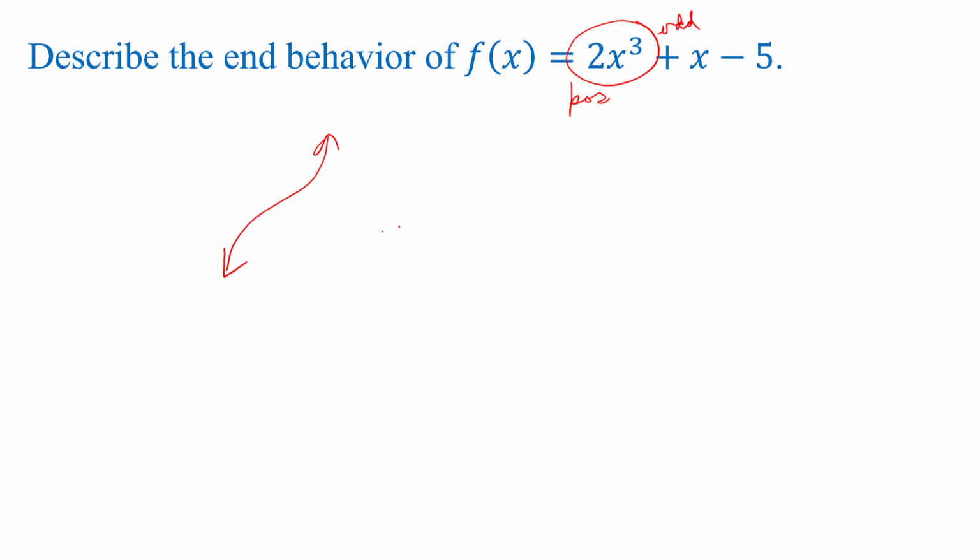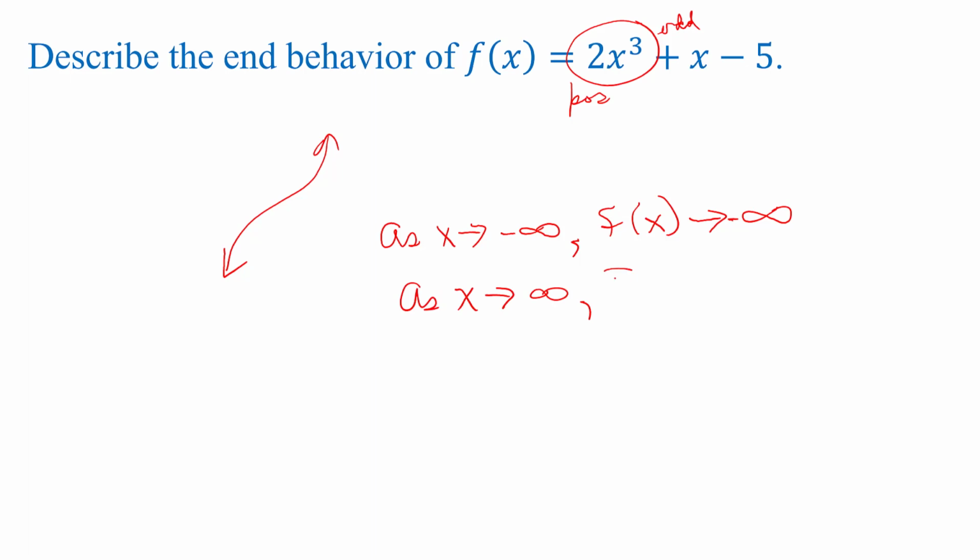Mathematically, we would write this as x approaches negative infinity, goes to the left, f of x approaches positive infinity, goes to the right. And did I do that wrong? As x approaches negative infinity, f of x approaches negative infinity as well. Sorry about that. It decreases. As x approaches positive infinity, f of x also approaches positive infinity.